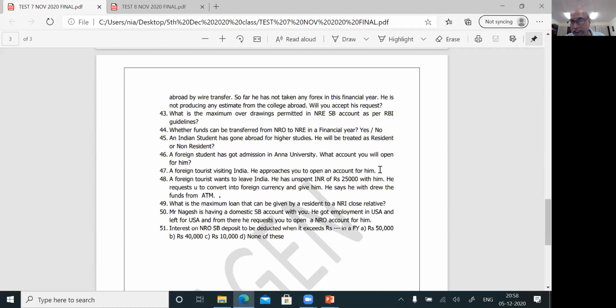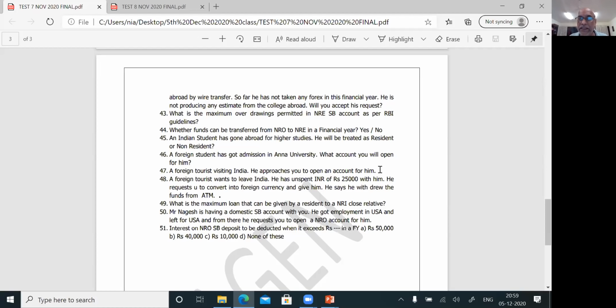So when he leaves India, if these two conditions are satisfied, that is no local credit in that account and the account is not more than 6 months old, you can close, convert into foreign currency and hand it over to him. On the other hand, if it is beyond 6 months after opening the account, or some local credits are noticed in that account, some local monies have been credited, in that case also you can close and transfer, but after getting RBI permission.